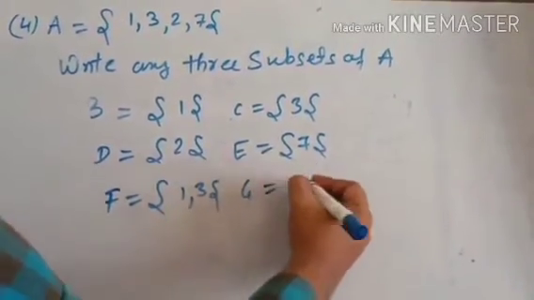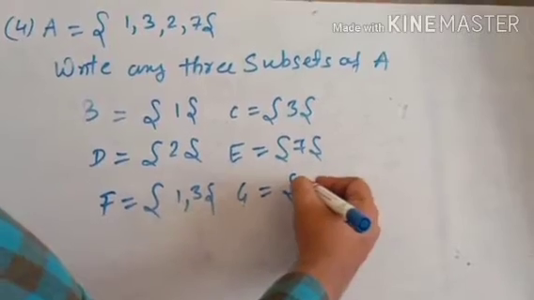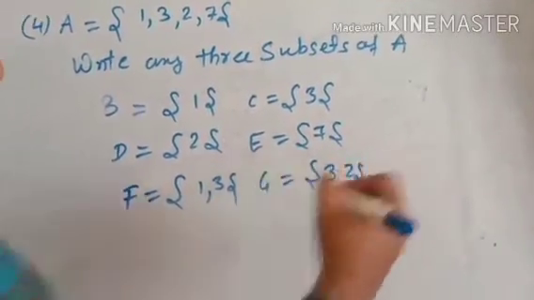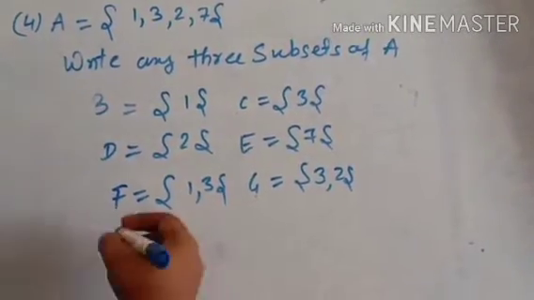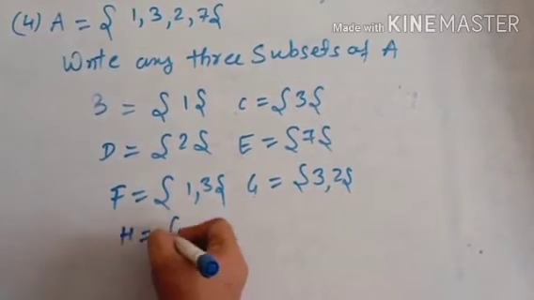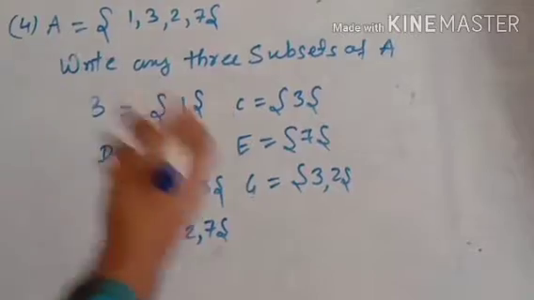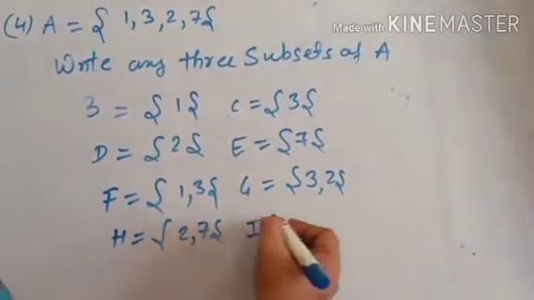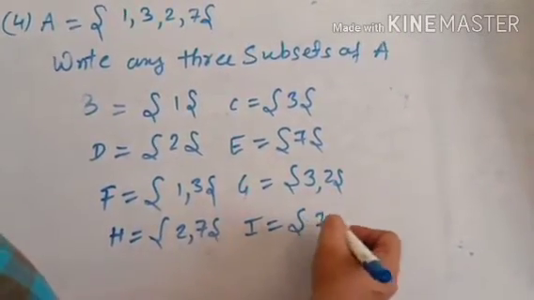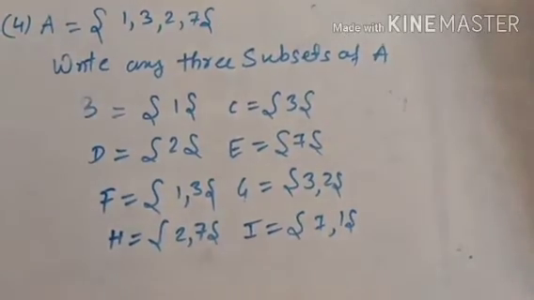G is equal to {3, 2}. This is also a subset of A. H is equal to {2, 7}. This is also a subset of A. And I is equal to {7, 1}. This is also a subset of A.